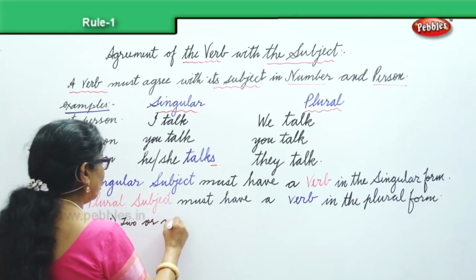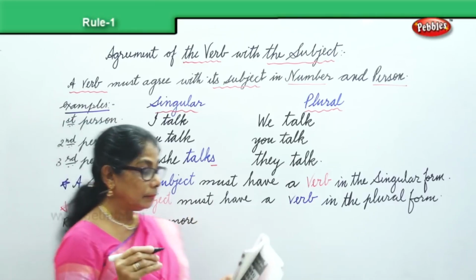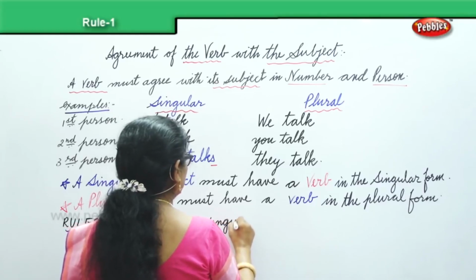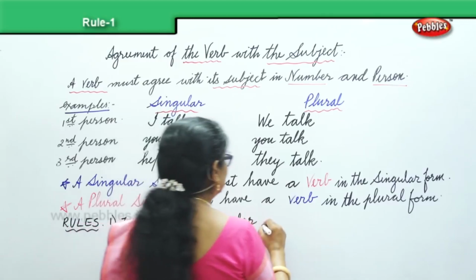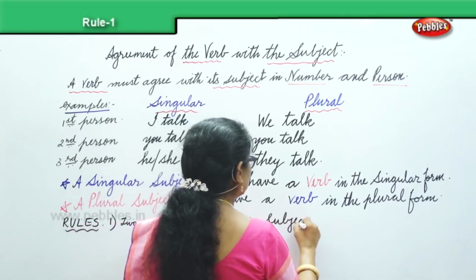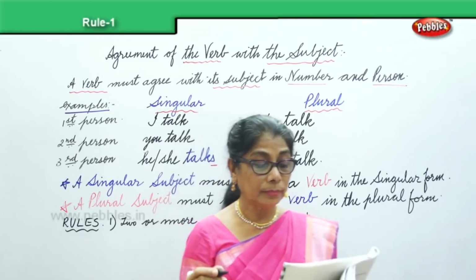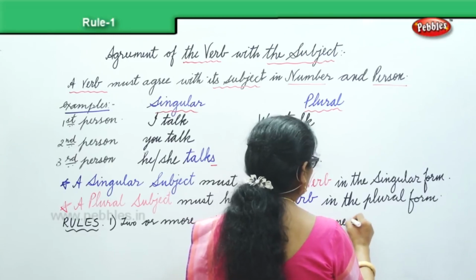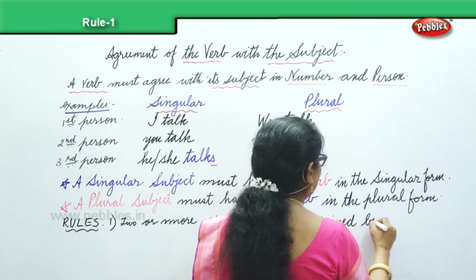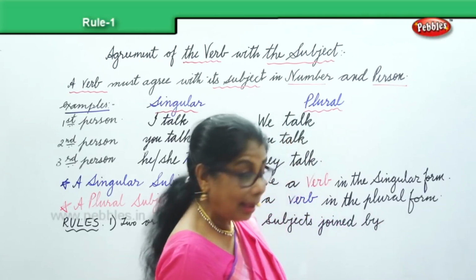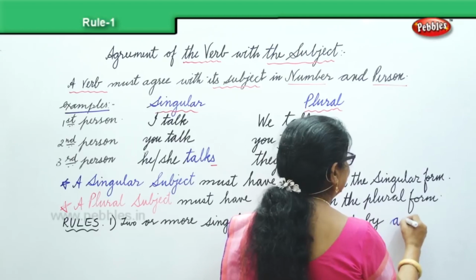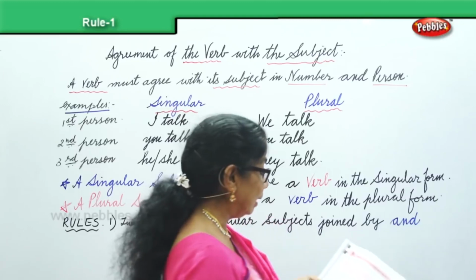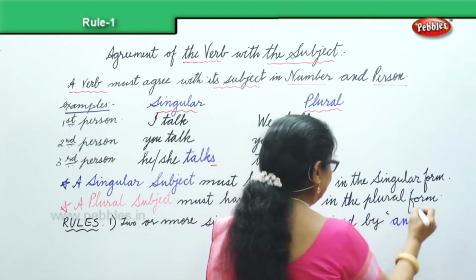Two or more singular subjects joined by and. Two or more singular subjects joined by and. When there is an and over there, A-N-D. When you add, we say Tom and Jerry or Susan and Tina. When it's joined by and, then what happens?